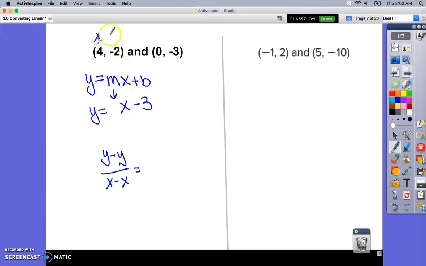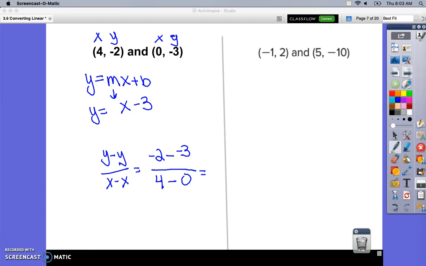So I'm going to go up to my 2 points. My first y would be negative 2 minus, and then there's that negative 3. And on the bottom, 4 minus 0. So negative 2 minus the negative is plus. So negative 2 plus 3 gets me 1. And 4 minus 0 is just 4. So I'm going to replace my m with 1/4.